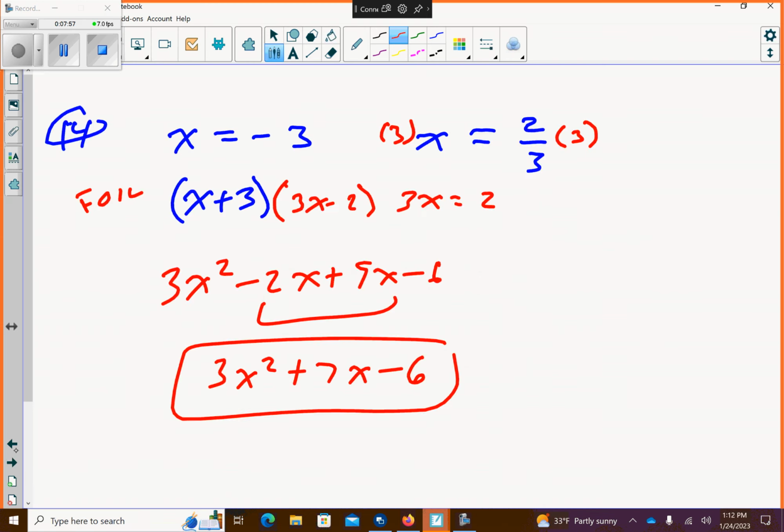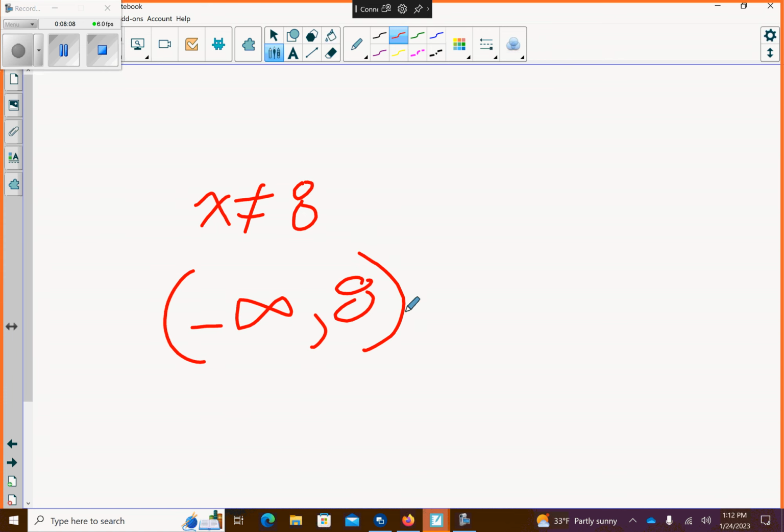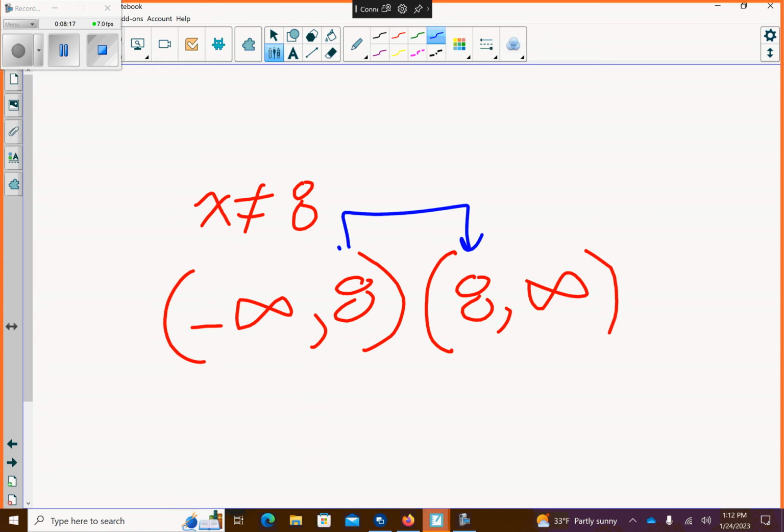Let's go here. So x can't equal 8. So that means it's going to go from negative infinity to 8. It's a rounded bracket because we're approaching it. And then it starts back up from 8 to infinity. Okay? What this basically means is this 8 falls into that category. The rounded bracket means we get really close to it. We will never touch it.